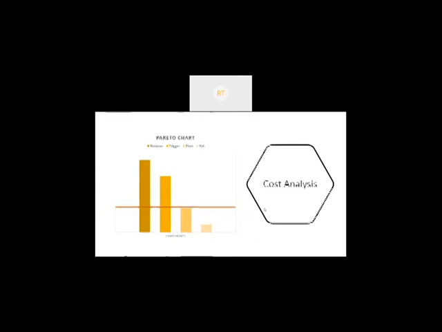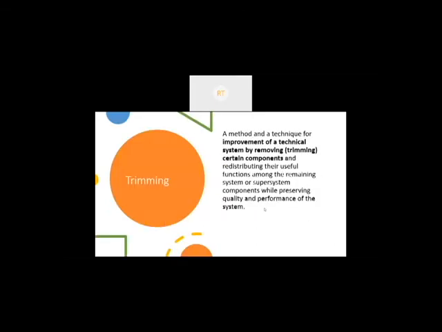What next? After we have done this, we need to understand what exactly trimming is. Trimming, as the word suggests, is nothing but a method and a technique for improvement of a technical system by removing certain components. It does not say it's a method for reducing the cost of a system. It clearly defines that it's a method and a technique for improvement of a technical system.